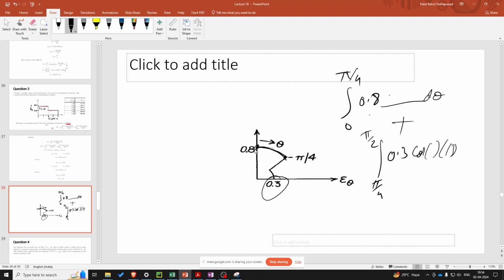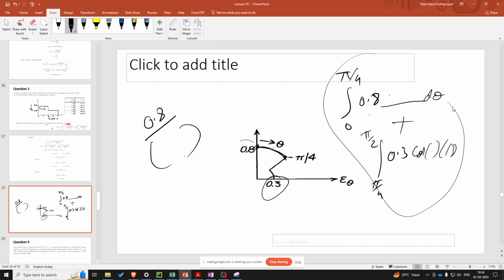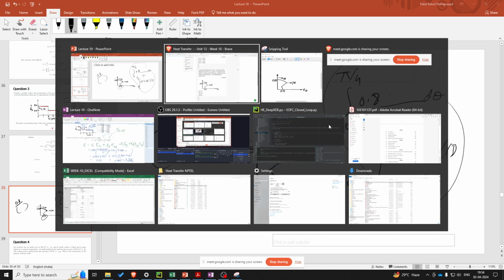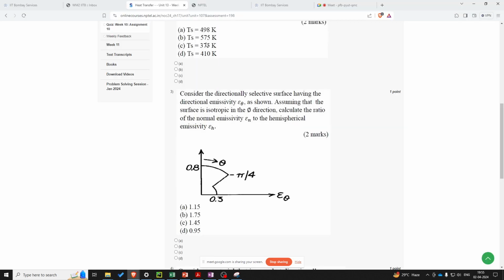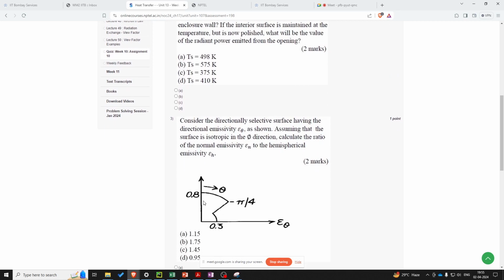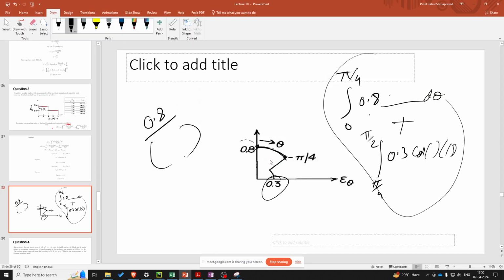So basically at an angle of 0 degrees, the value is 0.8. That is, you need to divide 0.8 by whatever value you get from this summation. That is the ratio you have been asked: the ratio of normal emissivity, which occurs when the angle is 0, that is 0.8, upon the hemispherical emissivity, is how we can do it by using this graph.